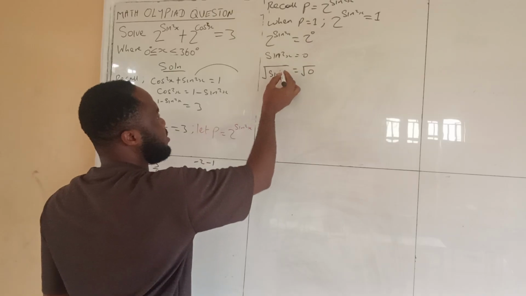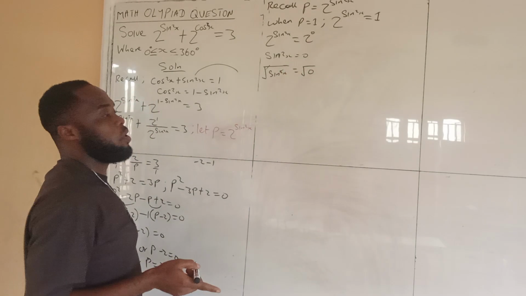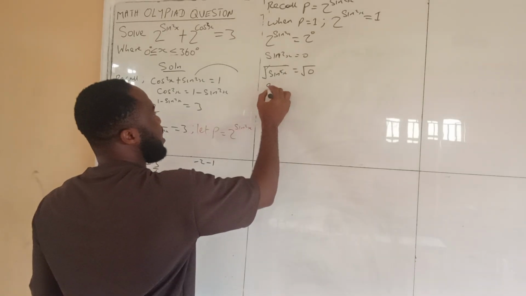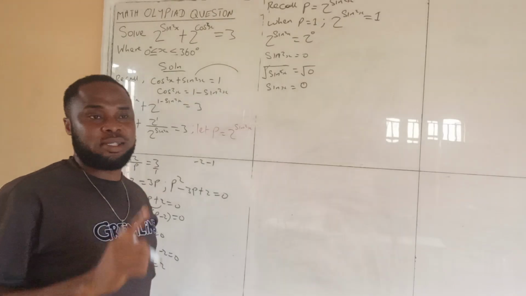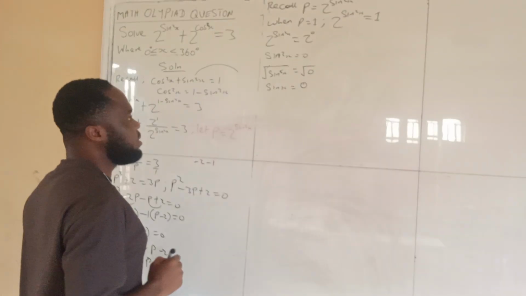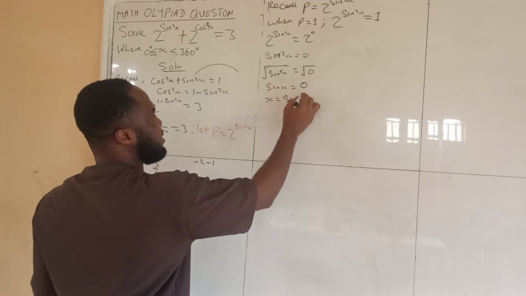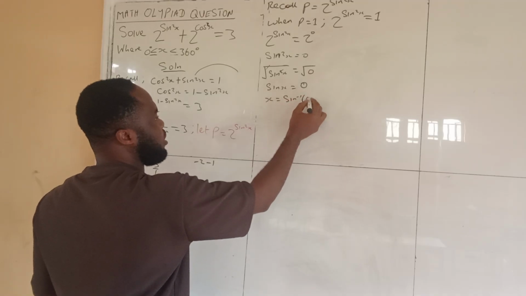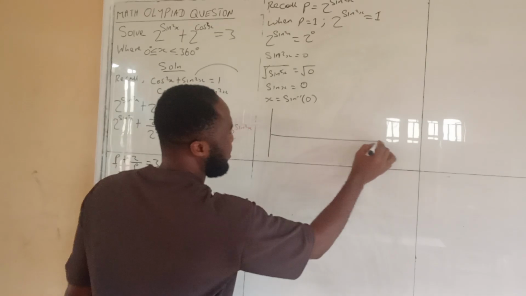is equal to the square root of 0. So we cancel this, right? Because square root is the opposite of square. Now we have that sine x is equal to 0, because the square root of 0 is 0. So how do we find x? x is sine inverse of 0. Now let's study our sine graph.